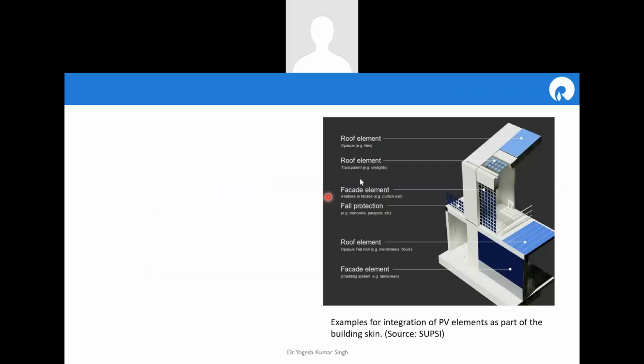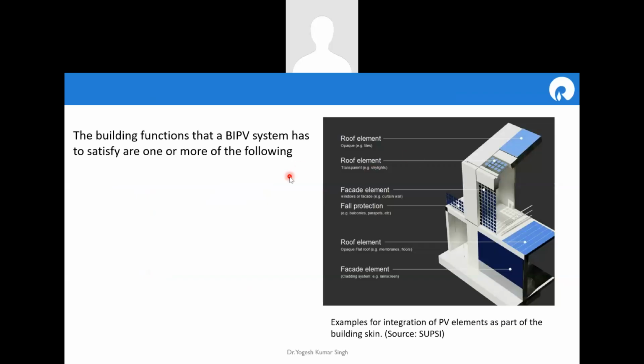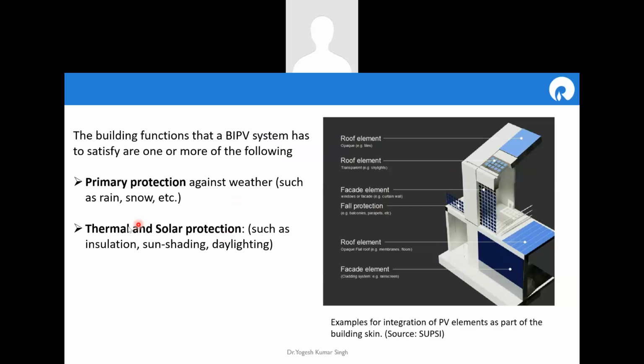Now, this is one example of how the roof can be integrated in different ways. The first is roof protection from primary elements such as rain and snow. Whenever you use a BIPV system, this protection is required. Then there is thermal and solar protection, such as insulation, sun shading, and daylighting. Because if shading comes in, or there is no proper insulation, your BIPV will not work properly under that condition.